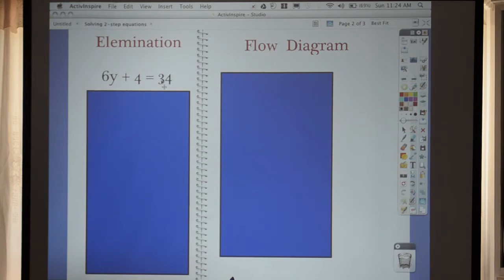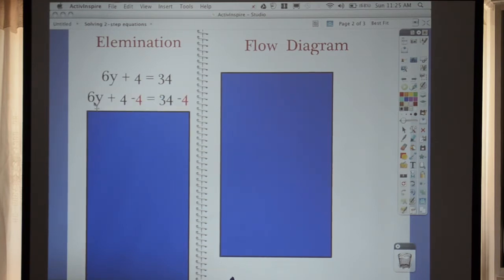It is called a two-step problem because first of all we have to get rid of the positive 4 and then we have to get rid of this 6. So to get rid of this 4 we have to add the opposite of it, and that is what we do in the next stage here. So you see we have 6y plus 4, we add negative 4, and since we add negative 4 on one side we have to do the same on the other side to balance the equation.